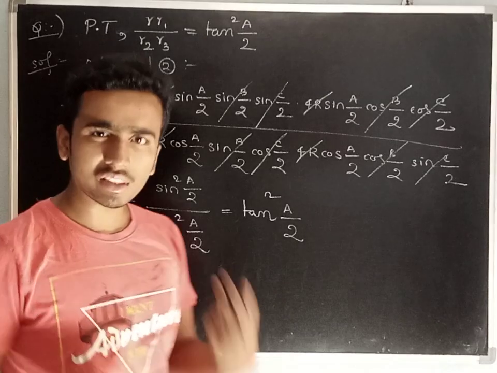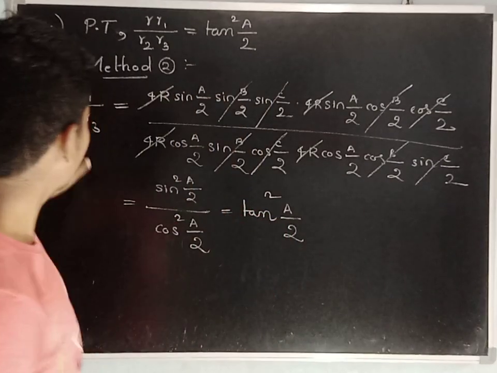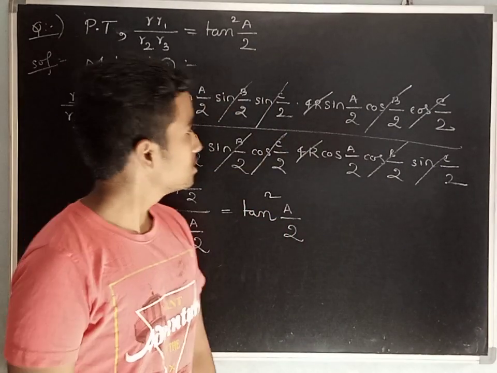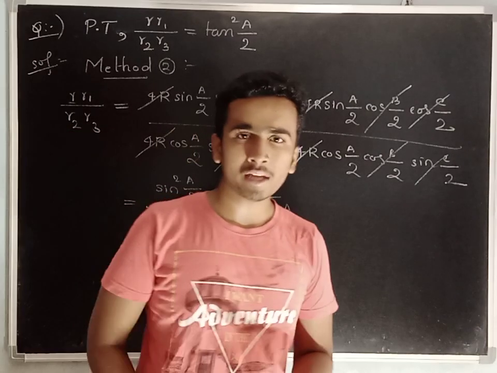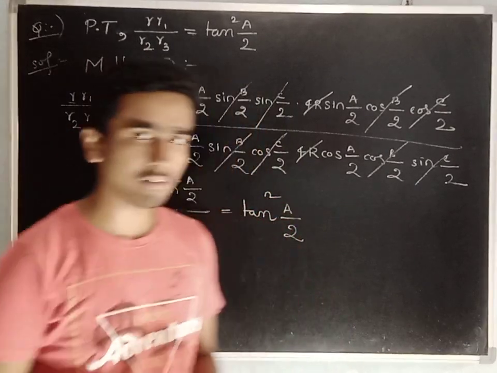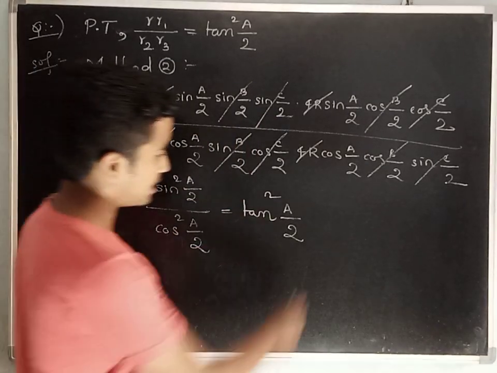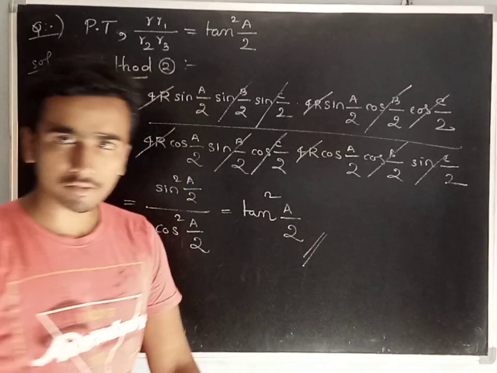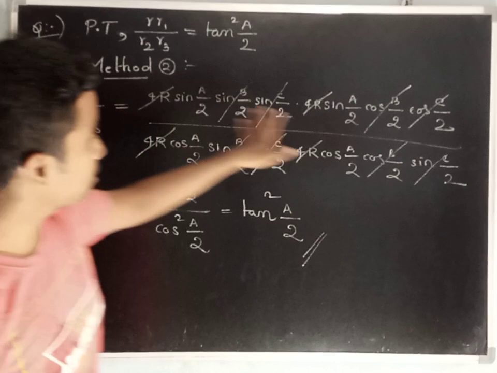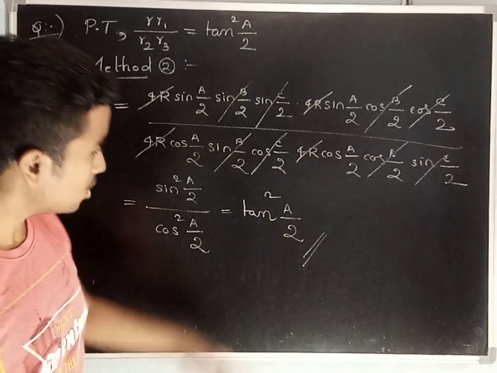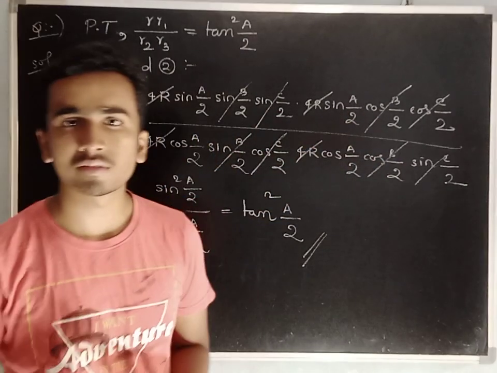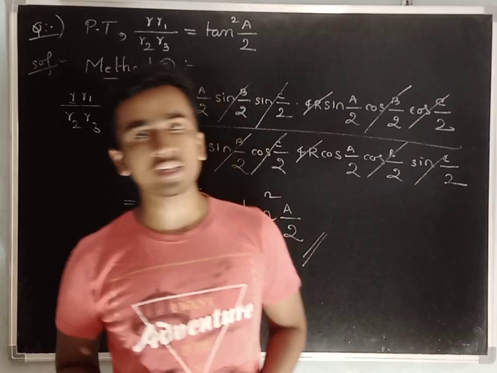We have got the same result though applying different formulas. In method 1, I applied the basic formulas for R1, R2, R3 and got the result tan square A by 2. In the second method, I applied these formulas, and I got the same answer. Let's move to the next method.